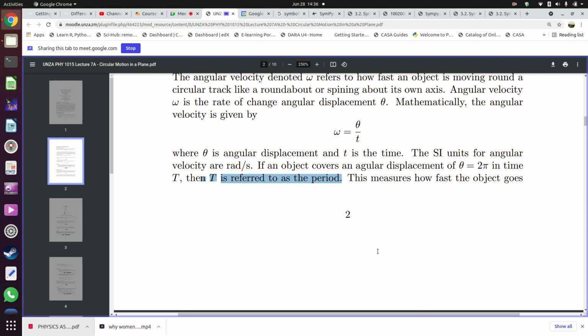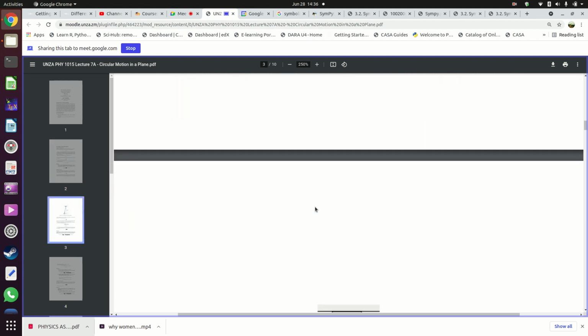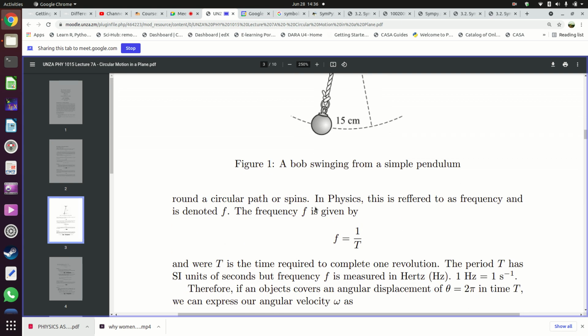So you can divide your 2 pi radians, which is the angular displacement, because our planet goes around the sun once, by how much time it takes, and that is going to give you how fast the planet is going around the sun. Okay.